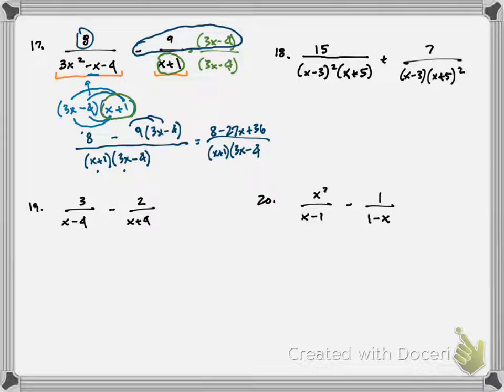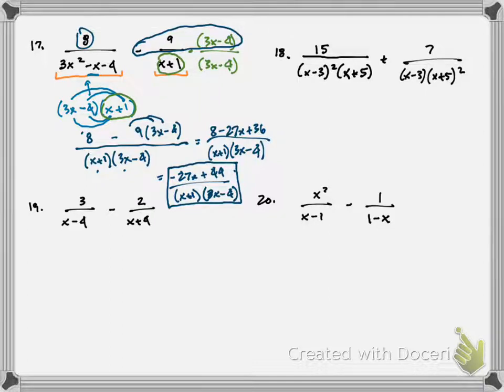I'm running out of room here, bear with me, so I'm going to clean this up, and when I do, I get negative 27x plus 44 over the quantity x plus 1 times the quantity 3x minus 4. Now it's worth considering, can that be factored, or can that be cleaned up? You might think about, can I factor anything out of the numerator such that one of those factors would reduce with one of the factors in the denominator? And in this case, it's not possible. So this is in its reduced form. Of course, we could write this as 44 minus 27x over x plus 1 times the quantity 3x minus 4 as well.